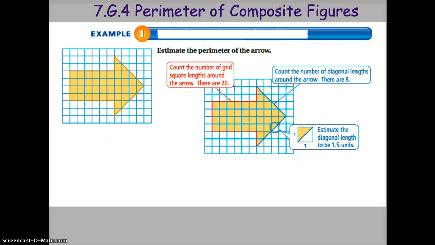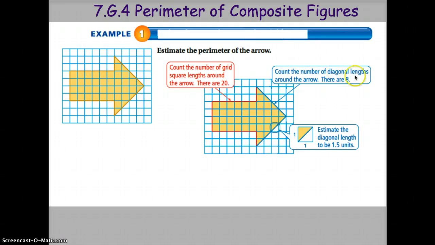We're going to estimate the perimeter of the arrow. So we have this picture right here. Here's our arrow. And we're going to start by looking at this picture. It says count the number of grid square lengths around the arrow. There are 20. So right here in red you can see we've counted 1, 2, 3, and so on, all the way around here in red, and we get 20.